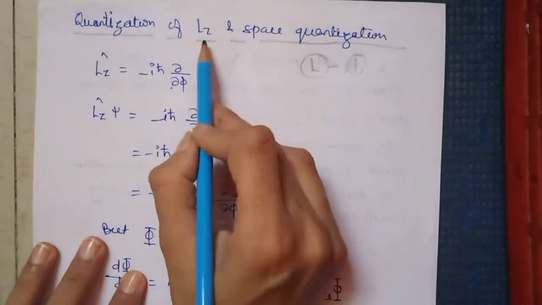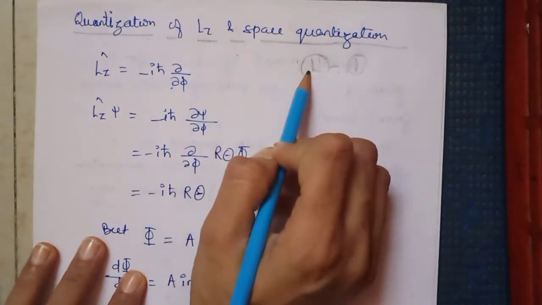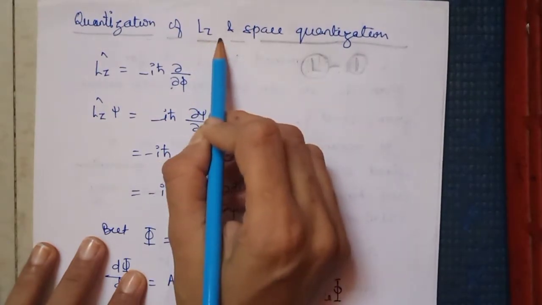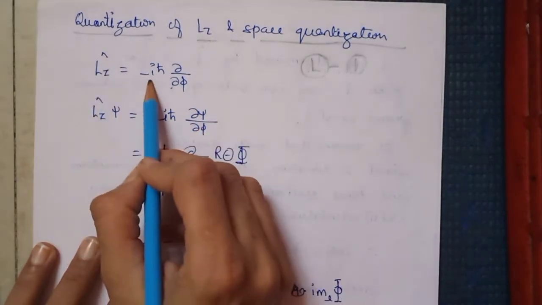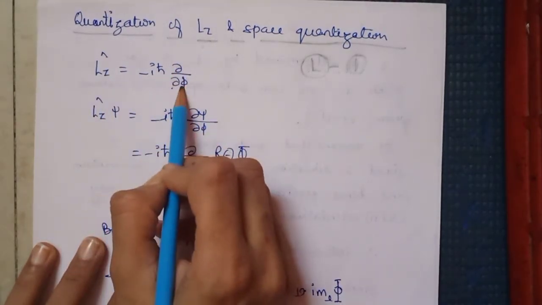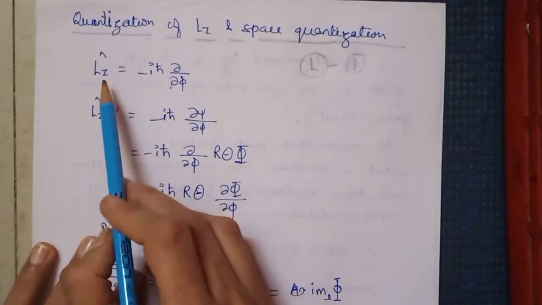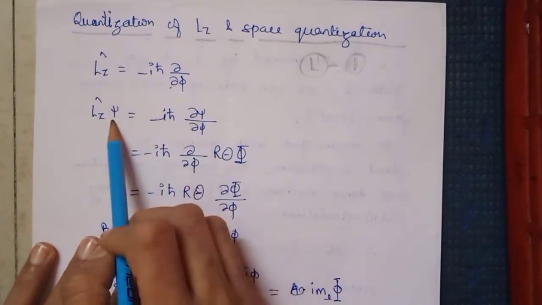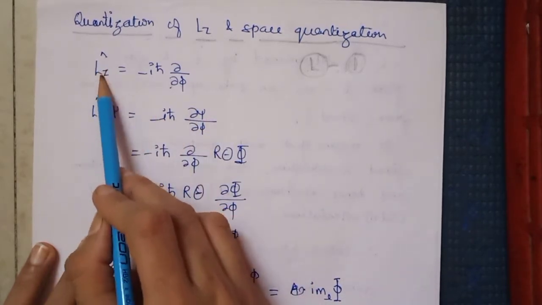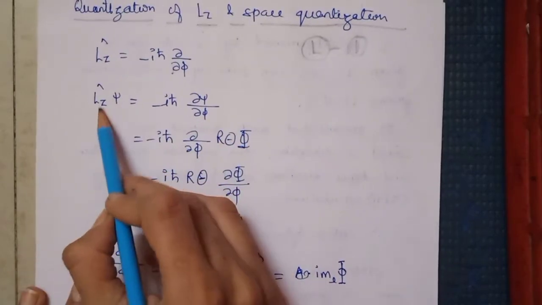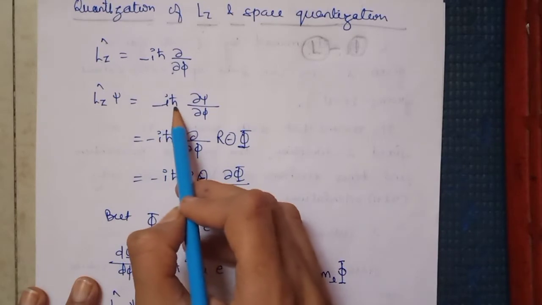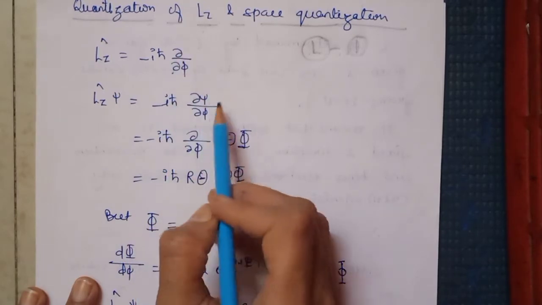Today we want to show that LZ, that is the component of angular momentum along the Z axis, is also quantized. Now we know that the LZ operator is given by minus i h cross del by del phi. Now we will operate with this operator on the wave function psi on both sides. So LZ operator into psi is equal to minus i h cross del psi by del phi.